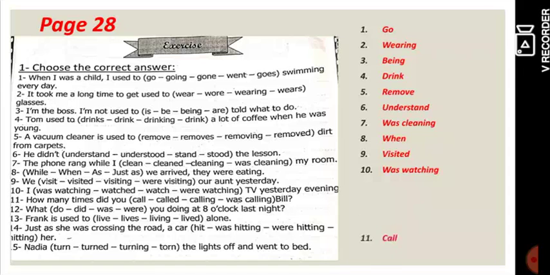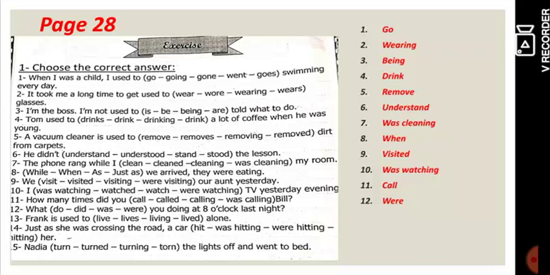How many times did you call the pill? Here we have a question in the past. We have "did," so we put the verb in infinitive, so the answer will be call. Number 12. What were you doing at 8 o'clock last night? Past continuous, because we have doing, verb ing, and we have time, 8 o'clock plus last night.